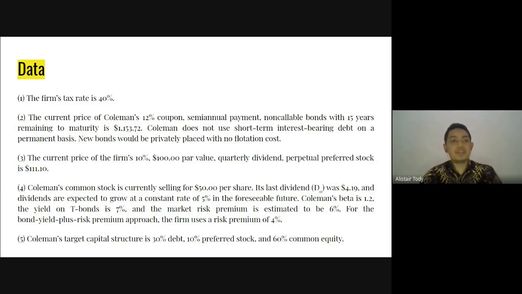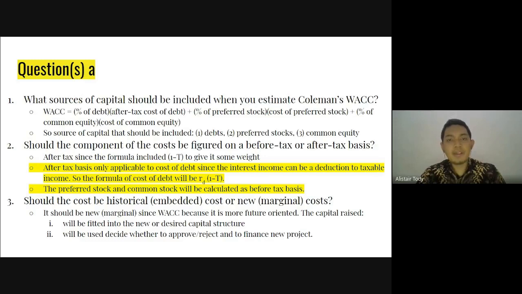So the first question would be question A. Question A asks what sources of capital should be included when you estimate Coleman's WACC. The WACC formula is the percentage of debt multiplied by the after-tax cost of debt, plus the percentage of preferred stock multiplied by the cost of preferred stock, plus the percentage of common equity multiplied by the cost of common equity. So from the formula, the sources of capital are debt, preferred stock, and common equity.